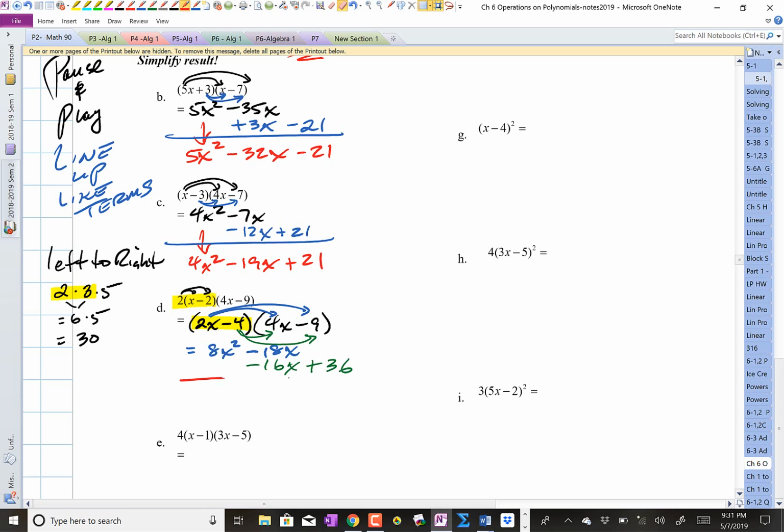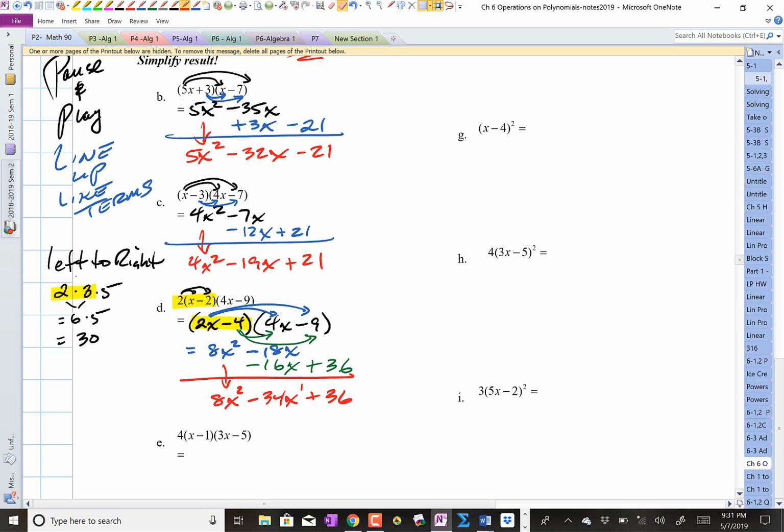At this point, you want to add like terms. So we add vertically. Just bring your 8x squared down because there's nothing in common with that. Negative 18 and negative 16 is a negative 34x, and then bring down your plus 36. And notice it's in descending order. Second degree, first degree, and the constant 36 is 0 degree.